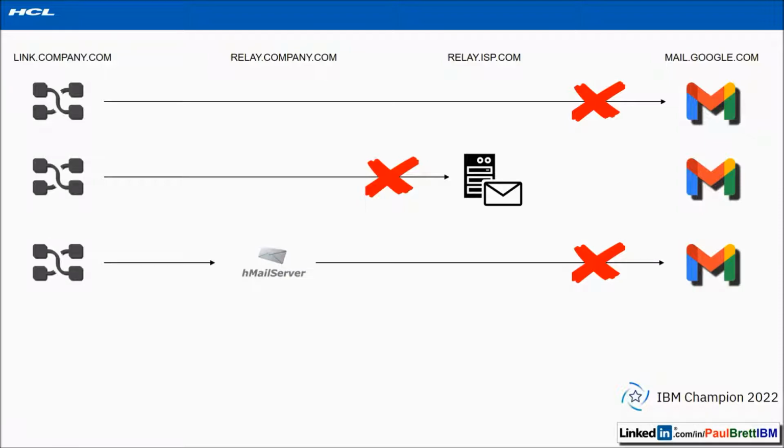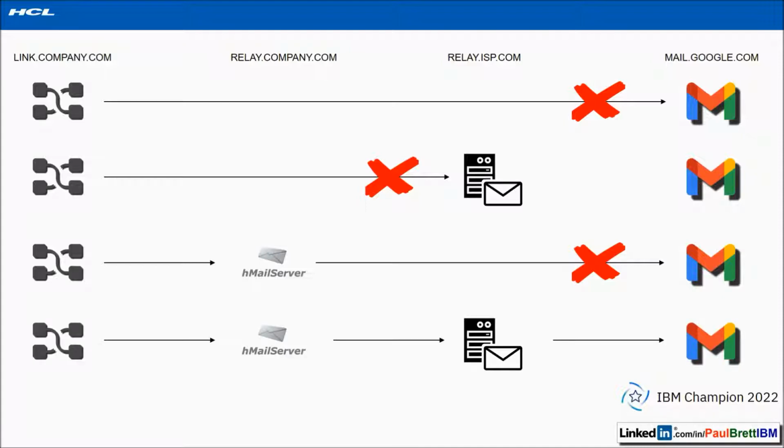Using a local SMTP relay in your own company, relay.company.com, which would then try to deliver directly to the Google servers, would also likely fail as the Google servers would not recognize mail from your own company domain.